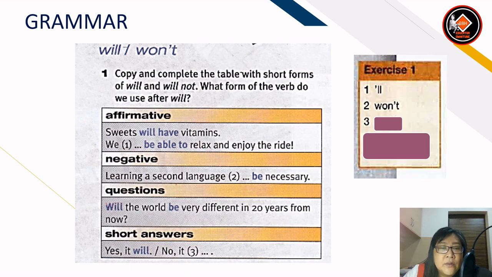For questions: will the world be very different in 20 years from now? So this is the question. And then we have the short answers. Yes, it will. No, it won't. So to answer the question, what form of the verb do we use after will? The answer is the infinitive without to.